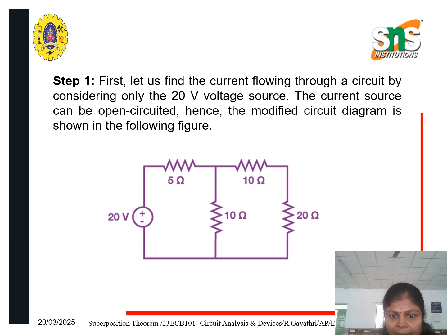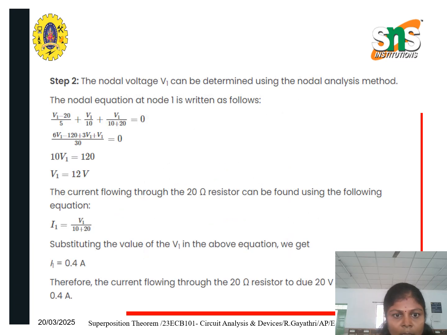First, let us find the current flowing through the circuit by considering only the 20 volt voltage source. Then the current source can be open circuited. Hence, the modified circuit will be as shown in the figure: 20 volt, 5 ohm, 10 ohm, 10 ohm and 20 ohm. The nodal voltage V1 can be determined by using the nodal analysis method. The node equation at node 1 is written as (V1 minus 20) by 5 plus V1 by 10 plus V1 by (10 plus 20), which is equal to 0.